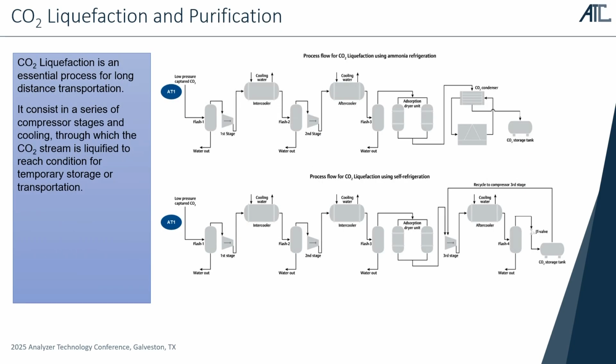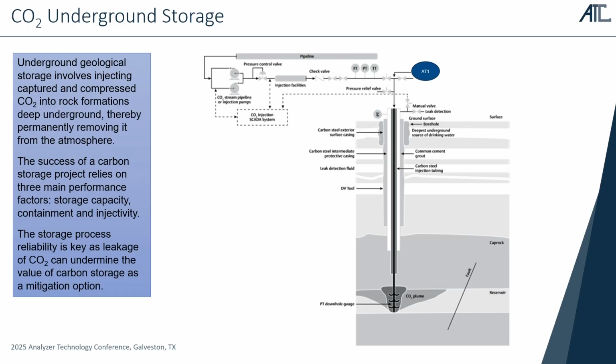Following on from that, the CO2 is liquefied and purified. It goes through a series of cooling and compression stages to bring it into a condition that's suitable for storage or transportation. At this part in the process, it's important to measure impurities such as moisture, hydrogen sulfide, and methane, as their presence can cause acidic components that can lead to pipeline degradation. Monitoring of the purity of CO2 at the start of this process is essential to make sure that those components are at sufficiently low levels to maintain pipeline integrity. And finally, the CO2 can be stored underground.